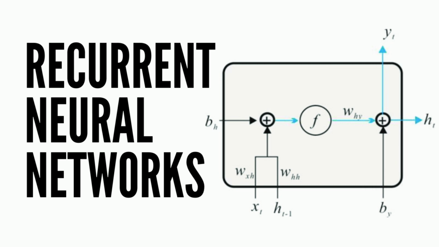Recurrent neural networks, or RNNs, are a kind of popular neural network that specialize in processing sequences. They are often used in natural language processing as well as time series related tasks. In this video, I'll help you understand how they work. So without wasting any further time, let's get started.